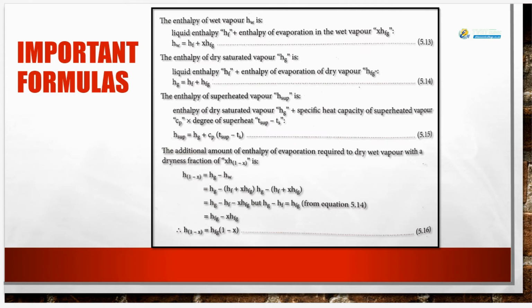Now with that, we have important equations that we need to understand, especially when we are dealing with this steam. These equations are called enthalpy equations. If you can look at your screen, we have important formulas.